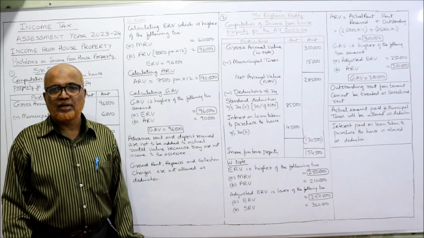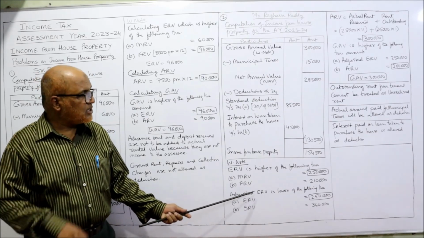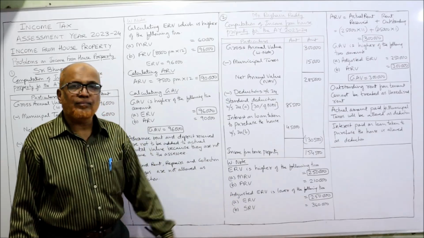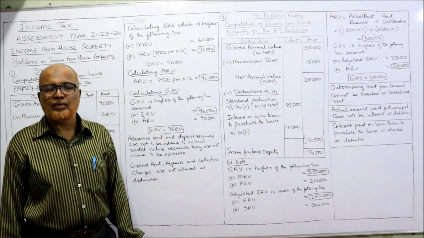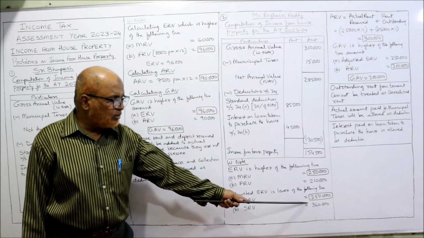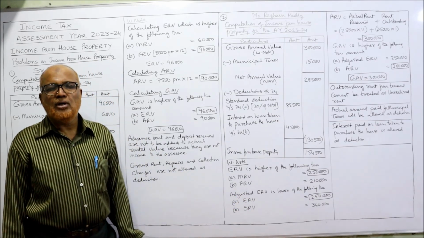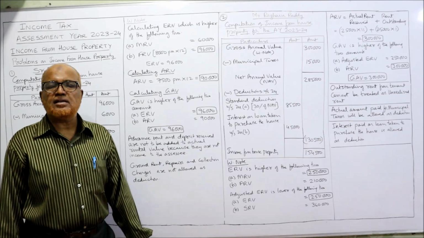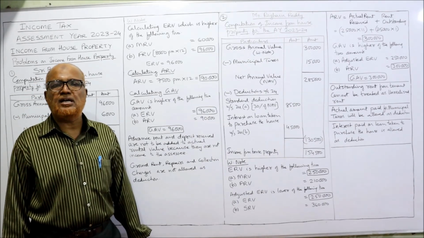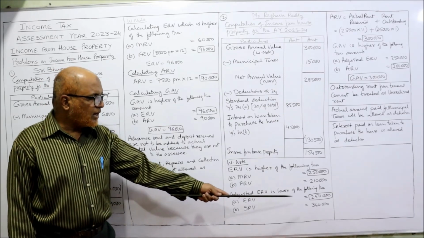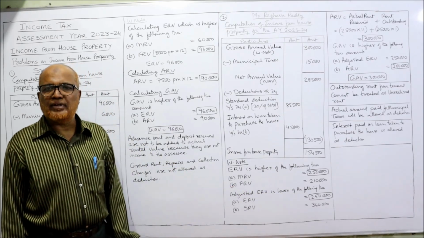Lower of the following two. First one, ERV. How much ERV we got? 2,50,000. Secondly, SRV, standard rental value. In our problem, standard rental value is 3,60,000. So 2,50,000 or 3,60,000, whichever is lower is the adjusted ERV. So here we got adjusted ERV 2,50,000.